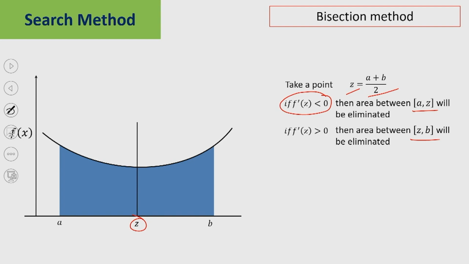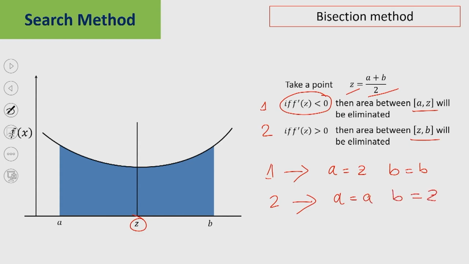So this is condition 1 and this is condition 2. Now, if condition 1 is true, that means the derivative at z is less than 0, so we are eliminating A z. In that case A will be equal to z, and B will not change, B will be equal to B. Now, if the second condition is true, we are eliminating z B, so A will not change. In that case A equals A and B equals z.